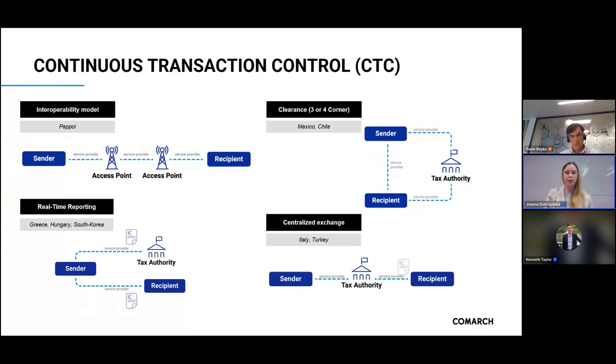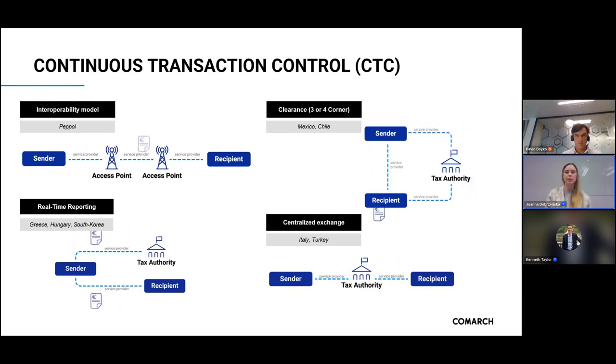Another model that we have here is real-time or near real-time reporting in invoicing. We have an example here, Hungary. It involves the immediate or close to real-time transmission of invoice data to tax authorities. Basically, this allows for real-time monitoring of financial transactions and can help prevent tax evasion.